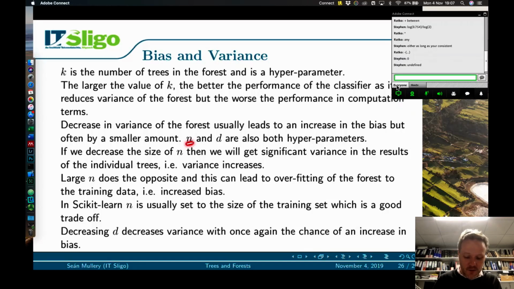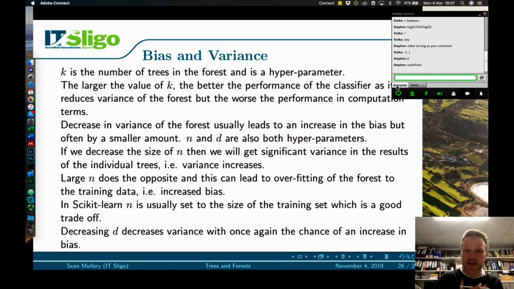N and D, which are the number of samples that you draw for your bootstrap, remember with replacement, and D, the number of dimensions or features that you take at each point when you're making your decision. Those are both hyperparameters as well.